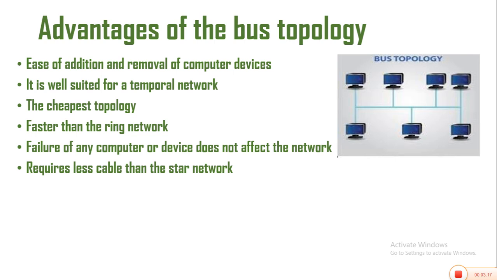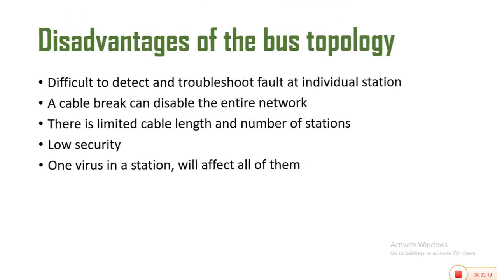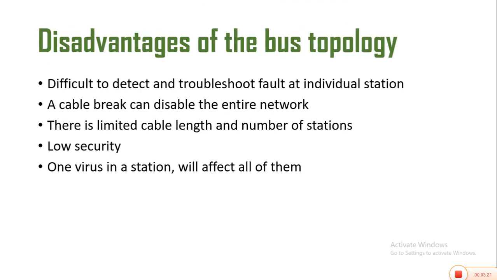Let's look at the disadvantages of the bus topology. One of the disadvantages of the bus topology is that it is difficult to detect and troubleshoot faults at individual stations. Another disadvantage is that a cable break can disable the entire network. That is, if the cable break is from the bus. Remember that the bus is a data carrier. So if the bus fails, if the cable breaks, the entire network has been disabled.